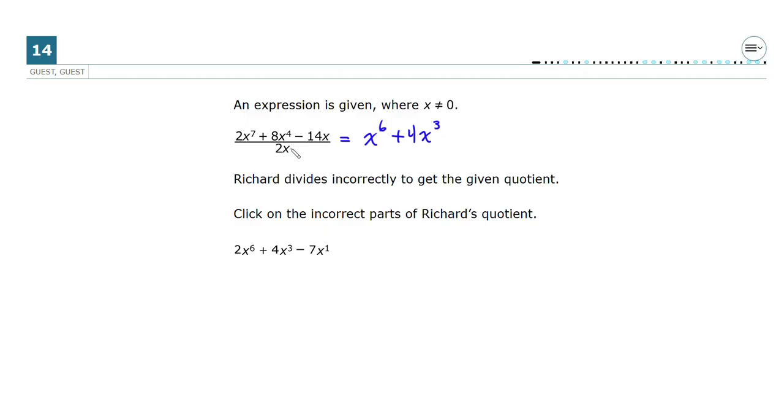Finally, negative 14x divided by 2x. Negative 14 divided by 2 is negative 7. And x divided by x is 1. So there's no x here. It's a 1, and negative 7 times 1 is negative 7. So that stays like that.